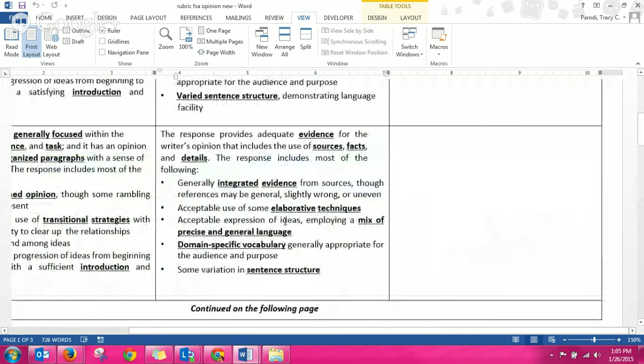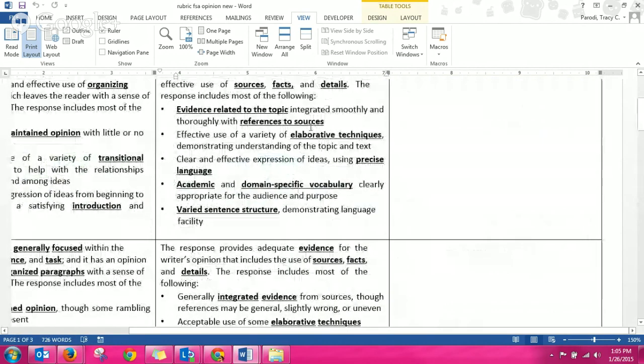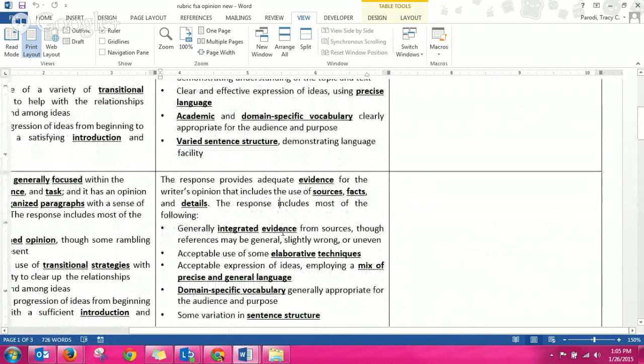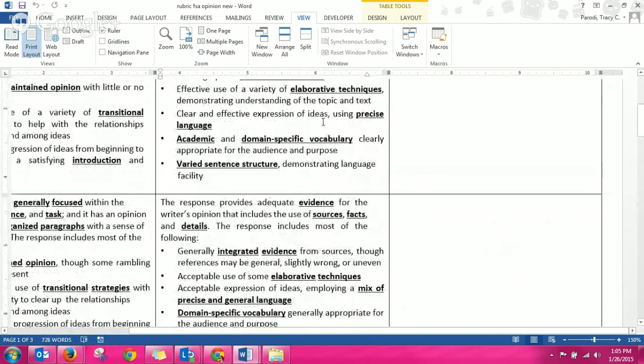You can see the 3 is similar to the 4, but the way that they describe it is a little different. Adequate evidence, which just means, all right, some, and it's okay. That you use sources, facts, and details. Generally integrated evidence. Acceptable use of elaborative techniques. Acceptable expression of ideas. So it's similar, but it's not as hard or clear as far as like, yes, they absolutely used evidence. Yes, they integrated it really well. The 3 is if the teacher or the person grading it says, yeah, they kind of did it, I guess. That's what the 3 is.